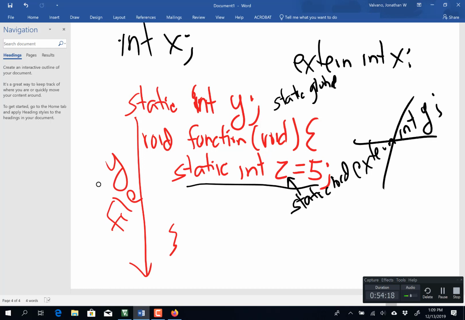What's the purpose of having a permanent variable? Yeah, you can pay attention. You know what happened last time.